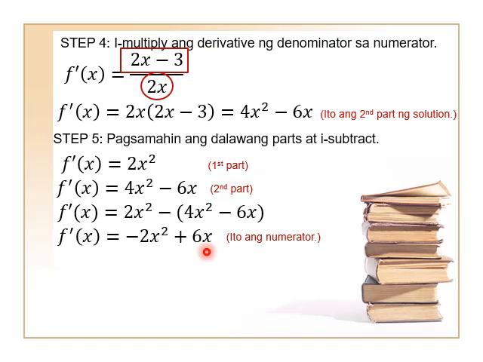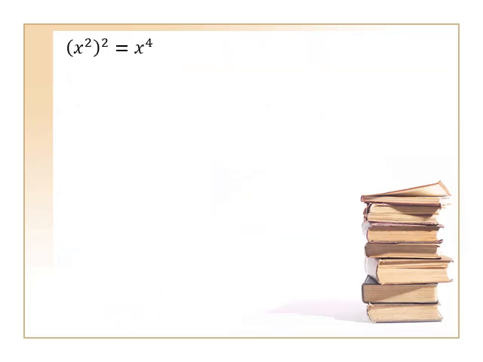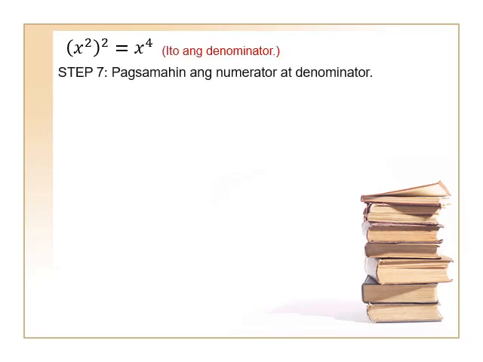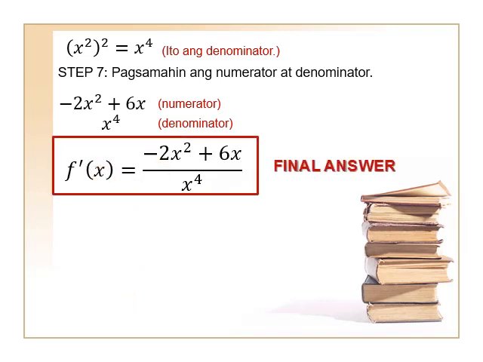So, ito na yung tinatawag na numerator natin. Hindi pa tayo tapos kasi kailangan pa natin kunin ang square ng denominator. Ang square ng denominator dito, yung x squared, square natin yan, that is equal to x raised to 4. Yan ang denominator. Pagsasamahin natin ang numerator at ang denominator, so therefore, ang final answer natin dito is f prime of x equals negative 2x squared plus 6x over x raised to 4.